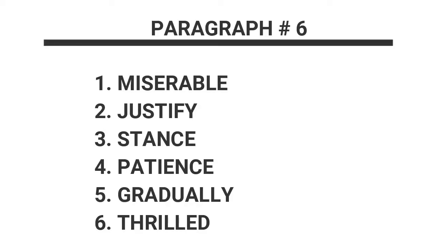First word in this paragraph is miserable. Second word is justify. Third word is stance. Next word is patience. Gradually. And then the last word is thrilled. Now let us discuss the meanings of these words.